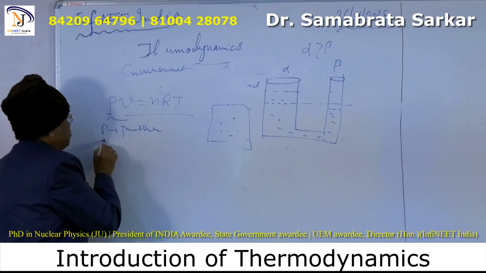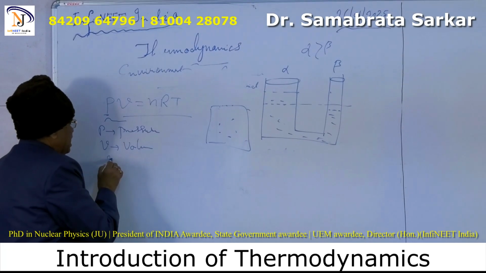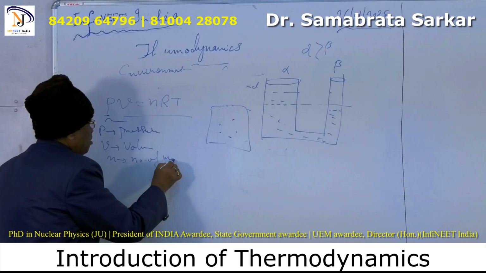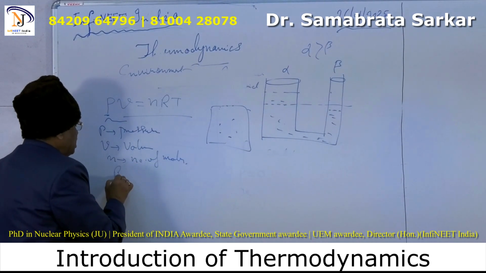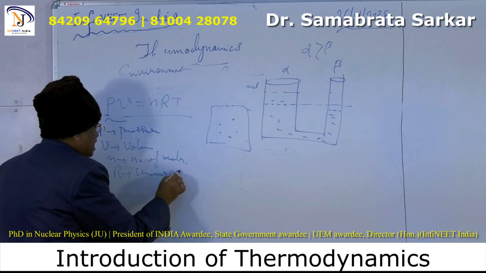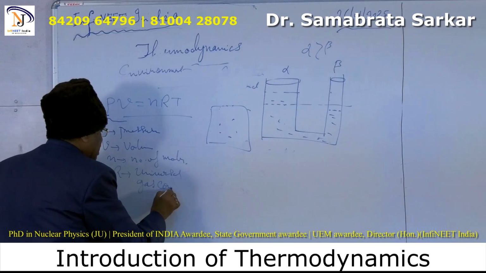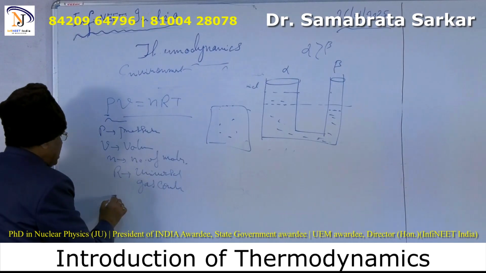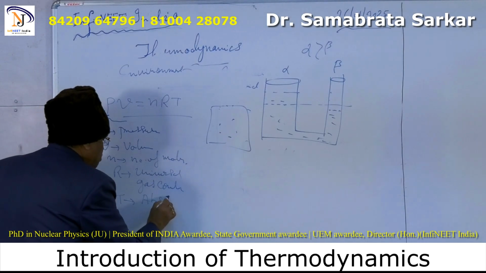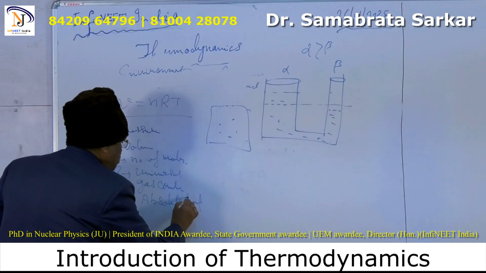Pressure. V is volume. N is number of moles. R is universal gas constant. T is absolute temperature.